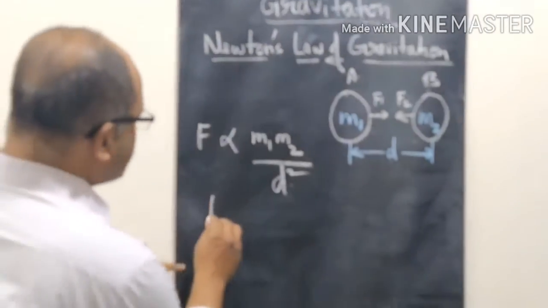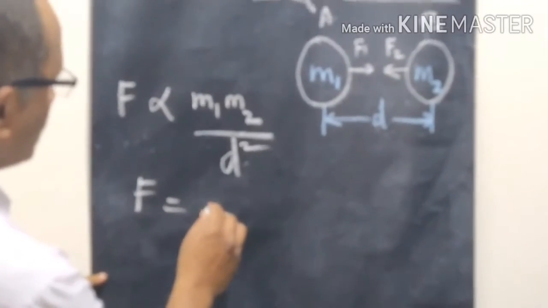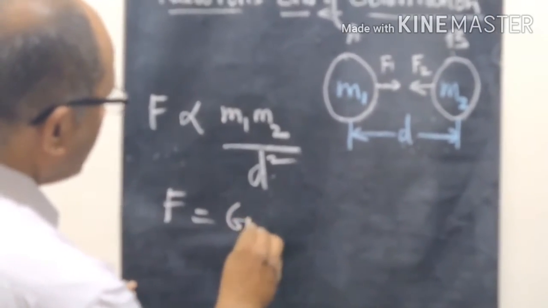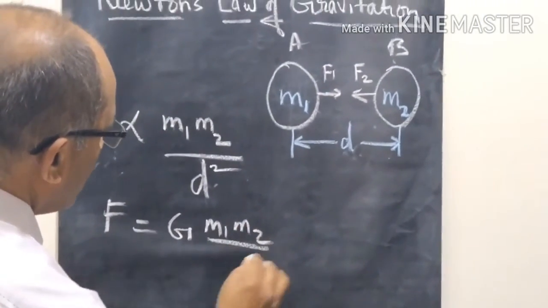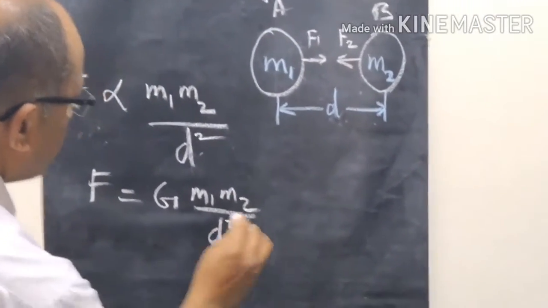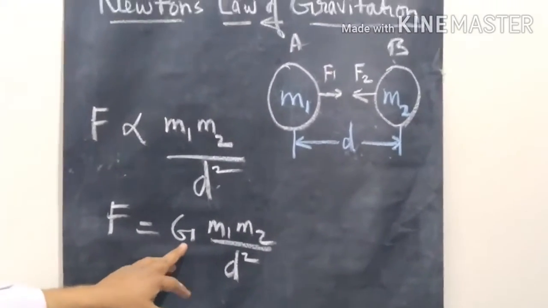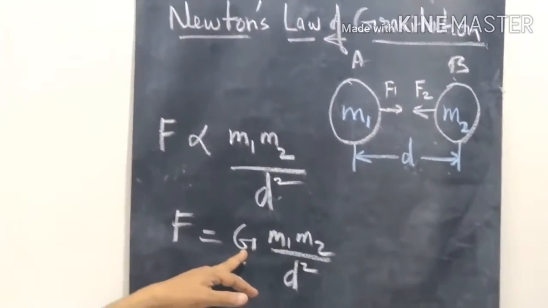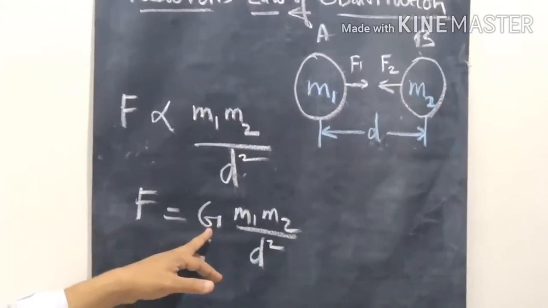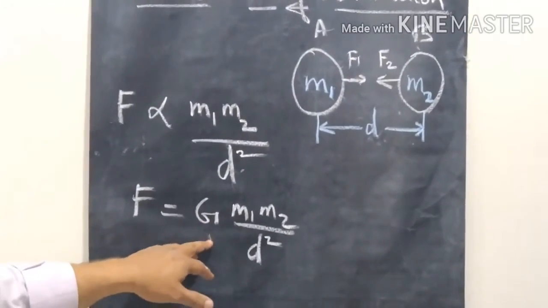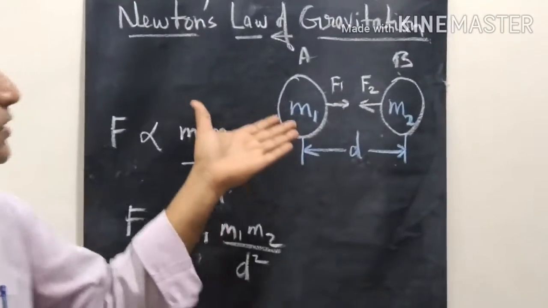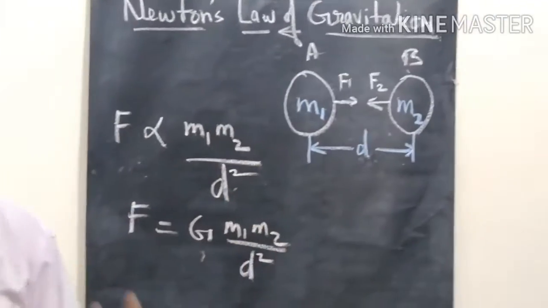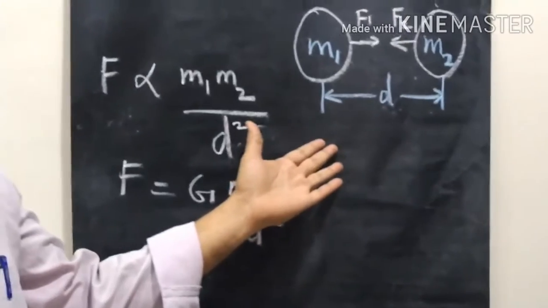Now we can write force is equal to G m1 m2 upon d square. What is G? G is the universal gravitational constant. I will give you its value afterwards. You understood this concept, no?